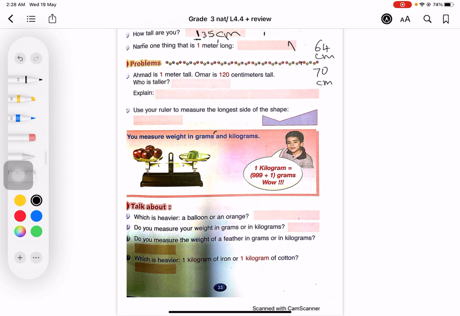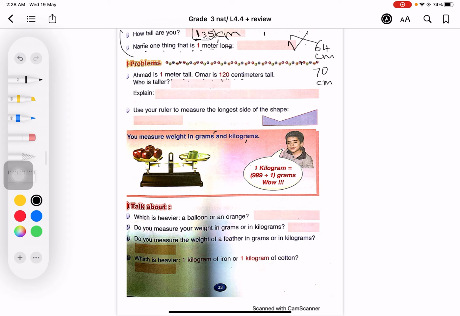For example, question number 4, how tall are you? Of course, you are more than 1 meter. So you will write for how tall are you. You can write it, for example, 135 centimeters. It is 1 meter and 35 centimeters. You can write it in one way. It's 135 centimeters.